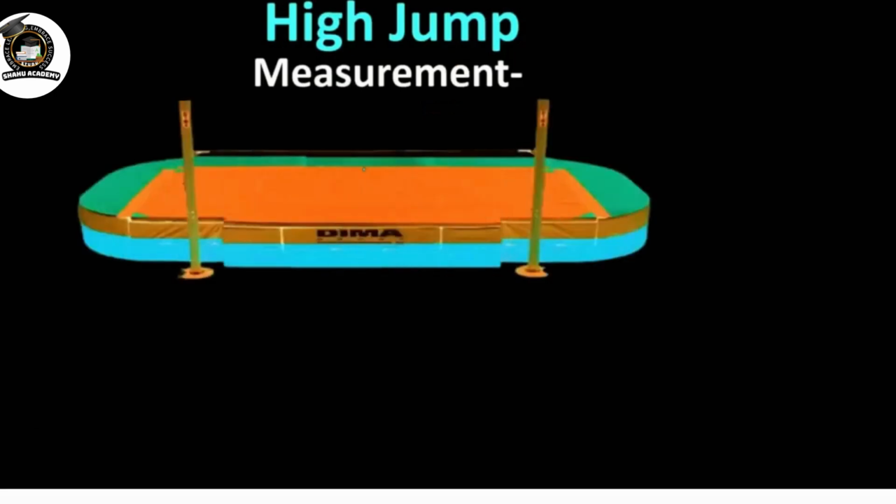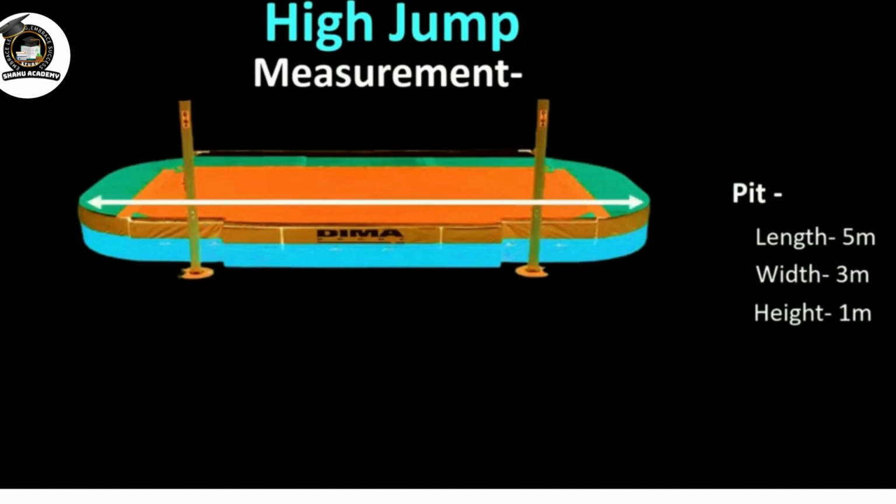What is the length of the landing area? Its length is 5 meters, its width is 3 meters, and its height is 1 meter. It should be 16 meters from here, and the player will come running from here, and over this bar he will jump and land on top of this matted area.